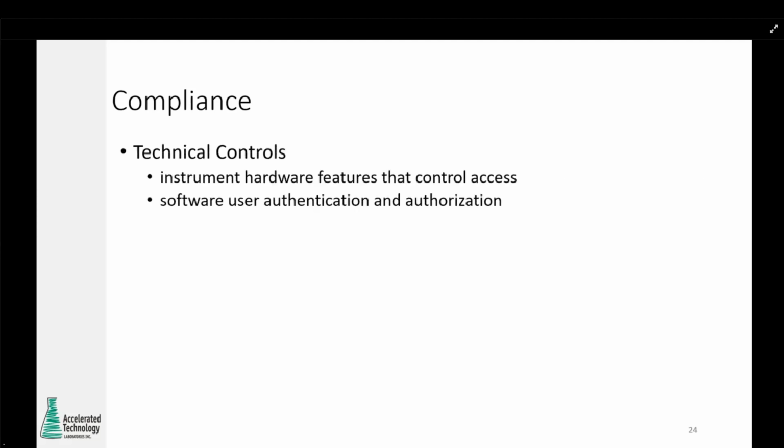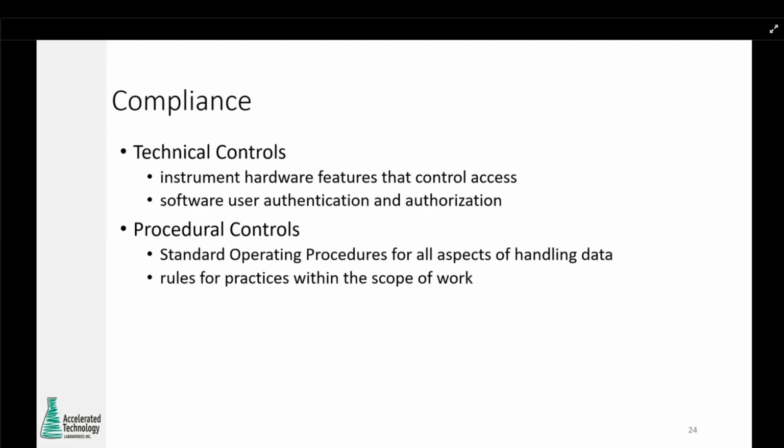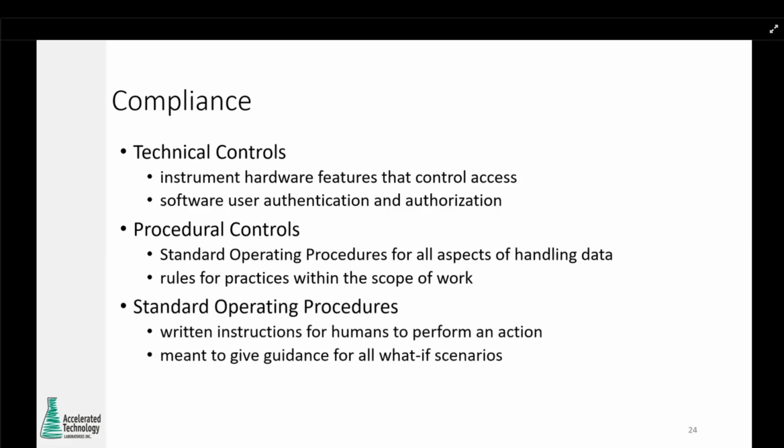Now, if we look at compliance a little bit more, there are technical controls, instrument hardware features that control access with usernames and passwords and permissions. There's software user authentication and authorization. There's procedural controls, so SOPs. Who is trained on the SOP is able to execute it. Rules for practice within the scope of work. And then also standard operating procedures. So these are written instructions that can be linked in the instrument controller or in the LIMS so that someone can call them up as they're executing the experiment. So they're just work instructions.